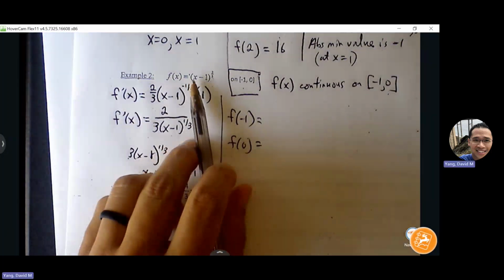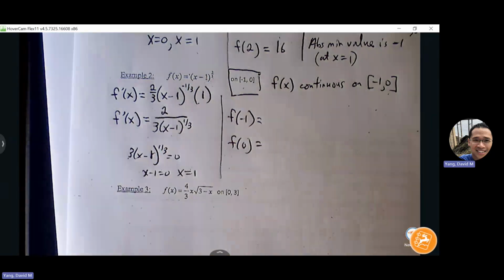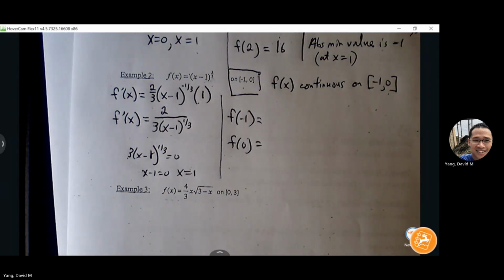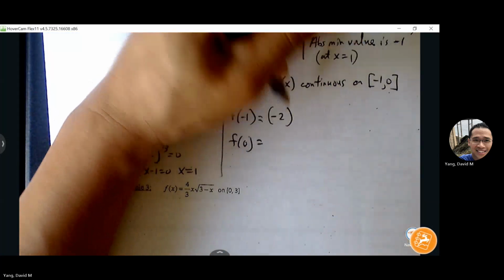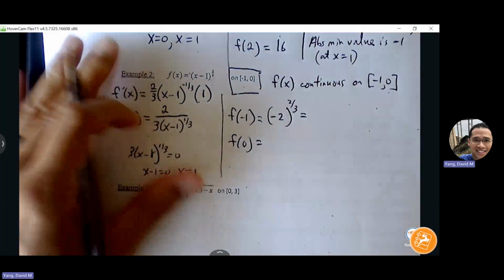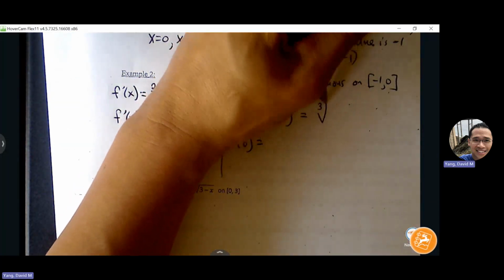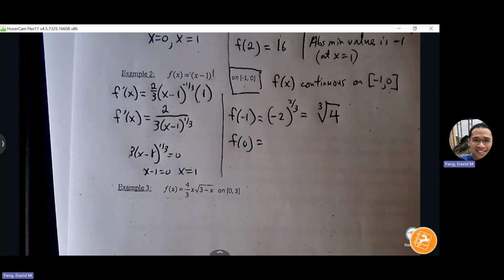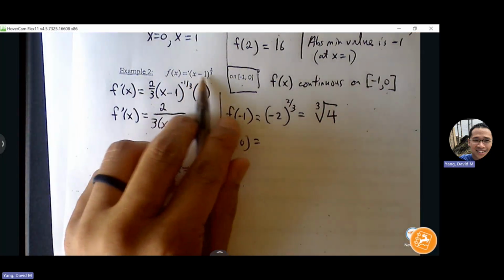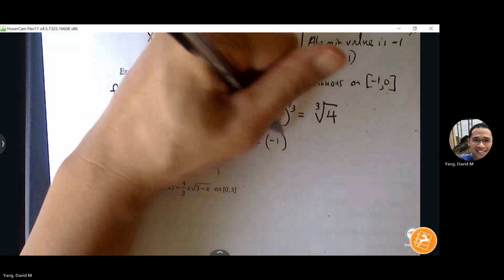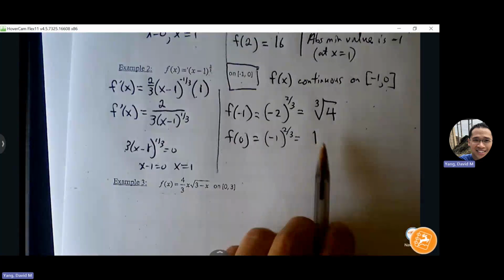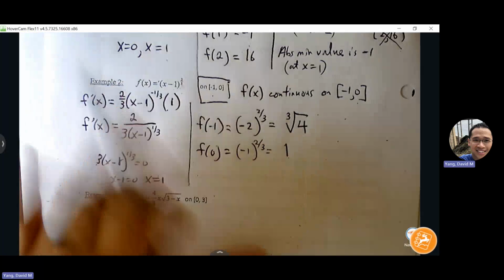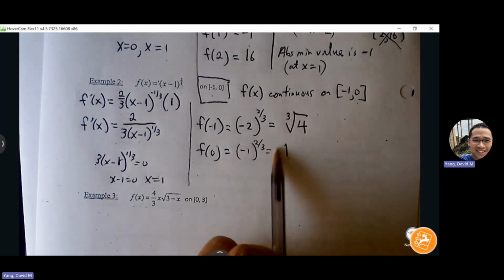And we just check their y value. So -1 minus 1 is -2. I square that, I get, so it's the cube root of 4. That's just some positive number. Okay, if I plug 0 in for x, if I square the -1, I get 1. Cube root of 1 is still 1. So this is higher than this. So absolute max is cube root of 4. Absolute minimum value is 1.